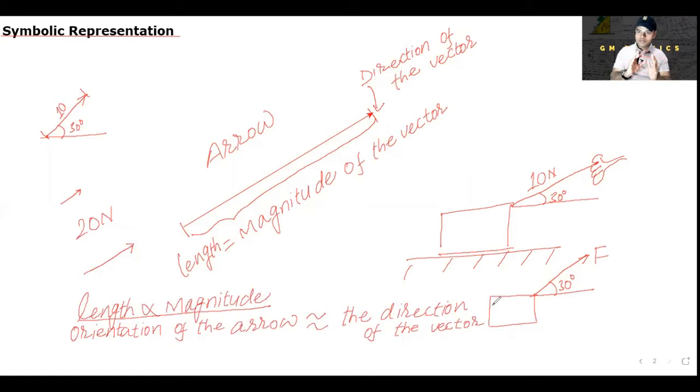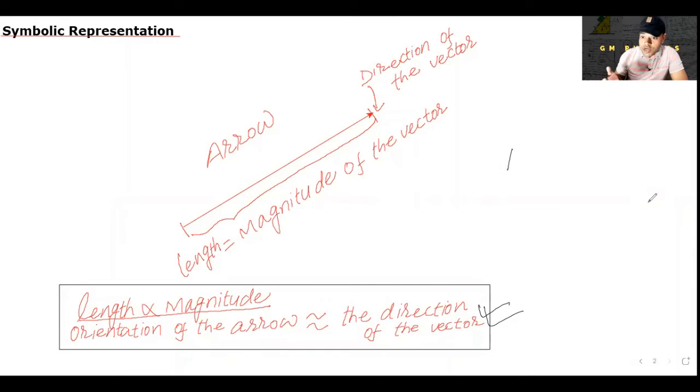So the magnitude of the vector will be represented by the length of the arrow, and the length will be directly proportional to the magnitude of the vector. The scale is completely your choice. Now, orientation of the arrow. You have to direct the arrow exactly in the direction of the vector. Like here, the block is being pulled with 10 Newton along the line which is making angle 30 degree with respect to horizontal. So you have to draw the arrow along this line itself, making angle 30 degree with respect to horizontal.